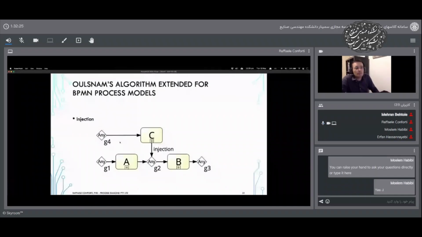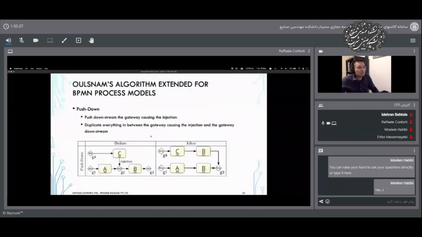If I have this structure, what we can do, at the price of duplicating B, is move this gateway down, and these two gateways get merged. And by doing so, you can see that before we used to have 1, 2, 3, 4 gateways. Now we only have 3. Why? Because basically we duplicate B.